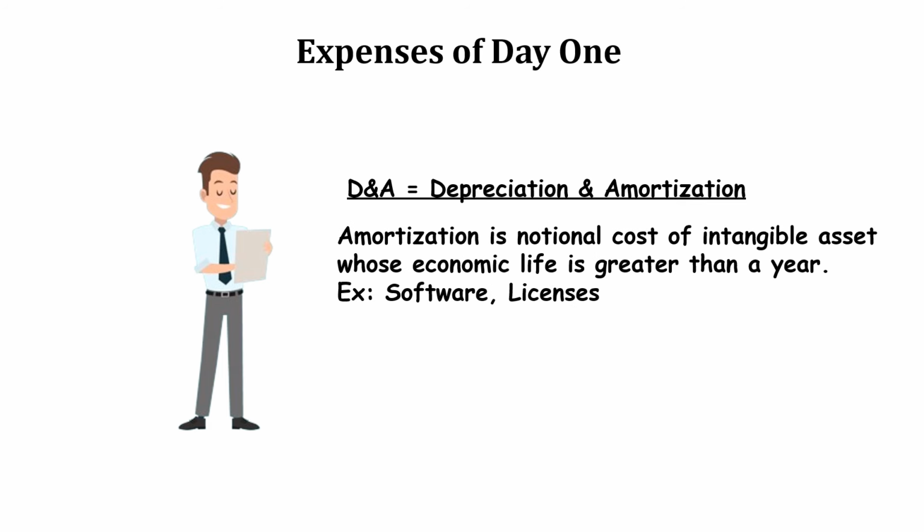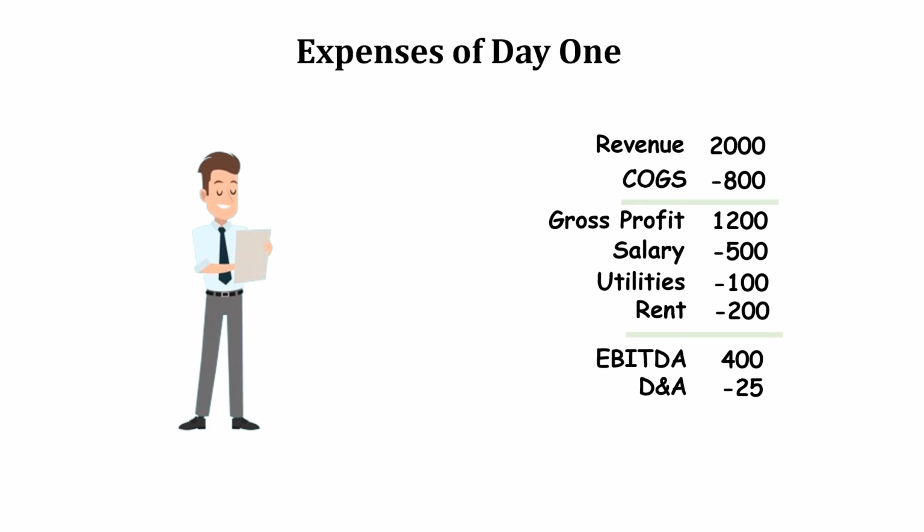Now coming to amortization, remember that depreciation is with respect to tangible assets and amortization is with respect to intangible assets. So amortization is notional cost of intangible assets whose economic life is greater than a year. Example is like software and licenses. In the case of tea shop, there are no intangible assets. So our amortization cost per day is 0. Now we subtract this D&A, which is depreciation and amortization, from EBITDA.